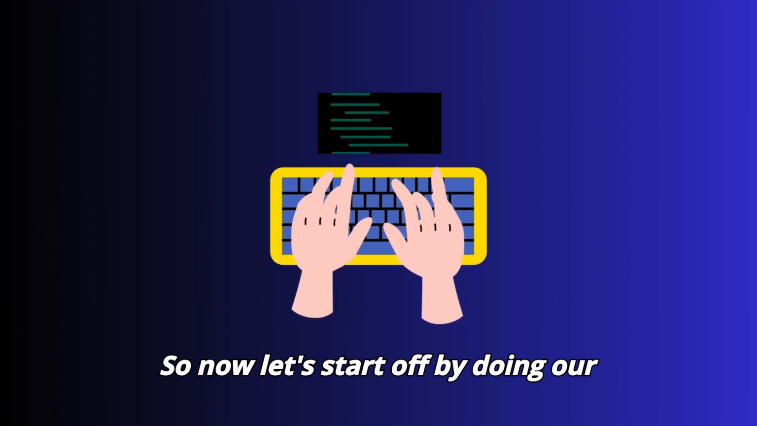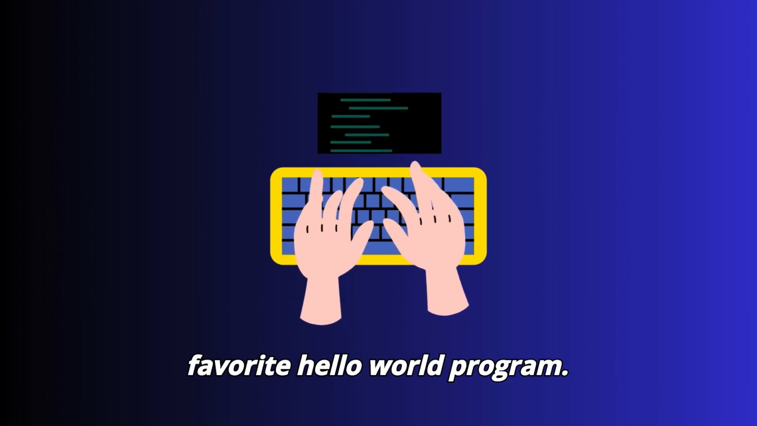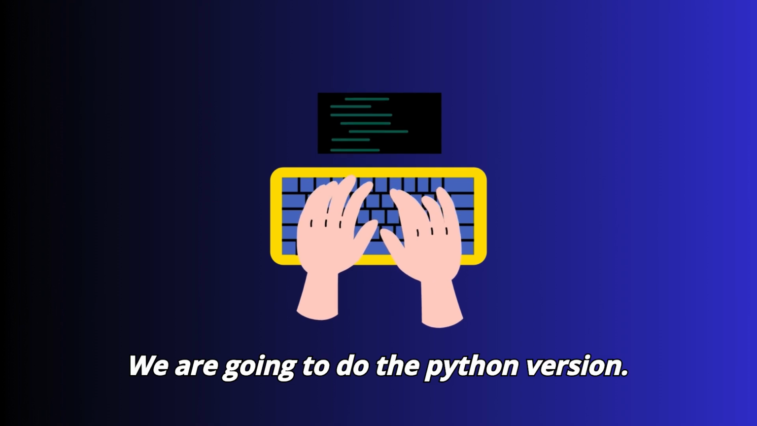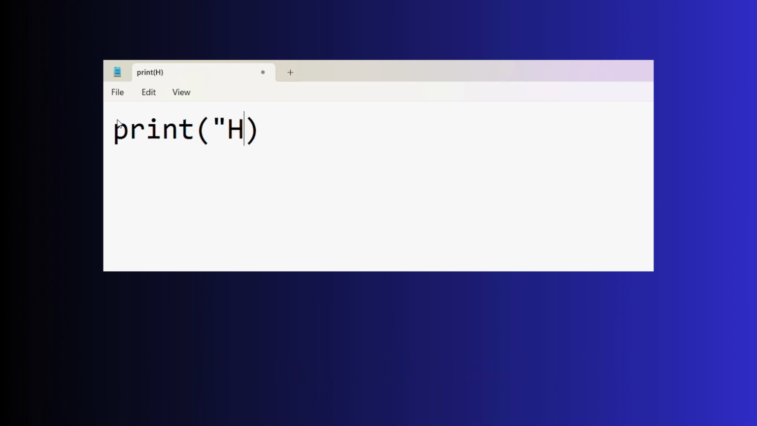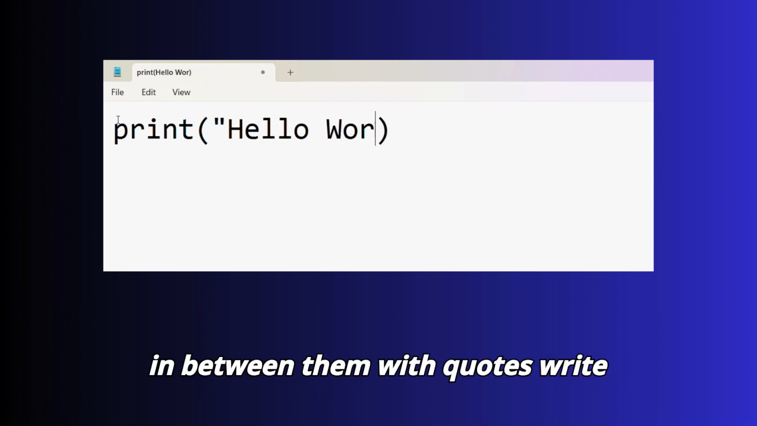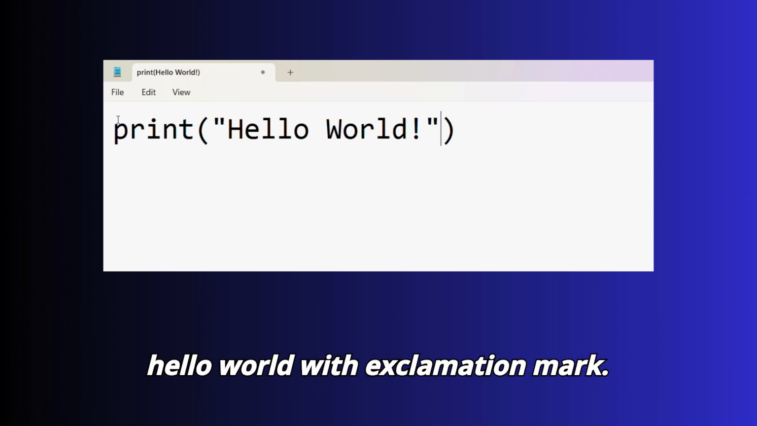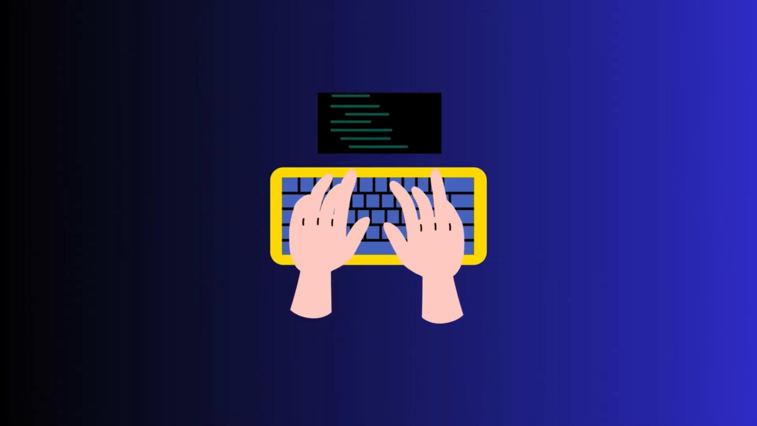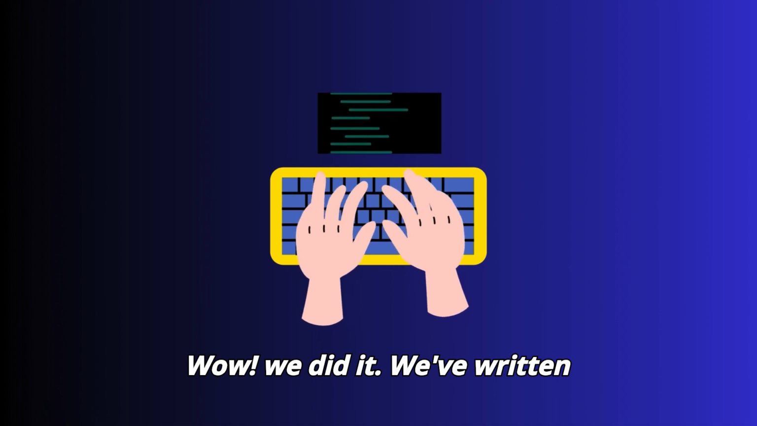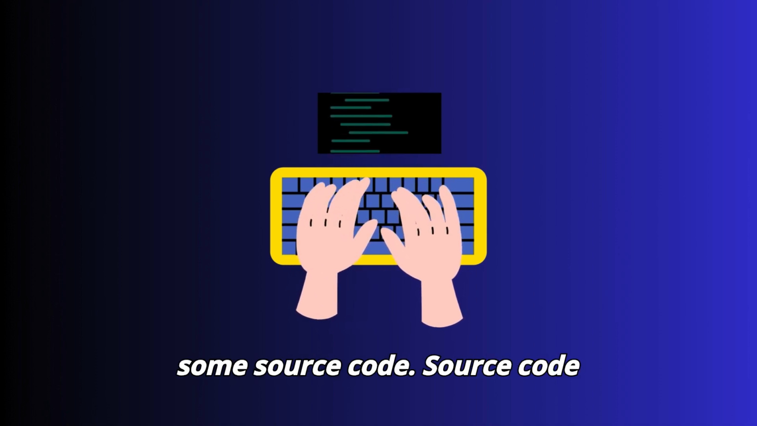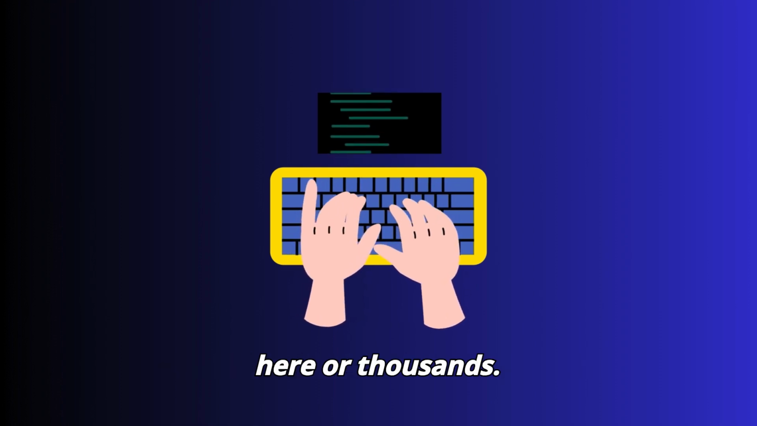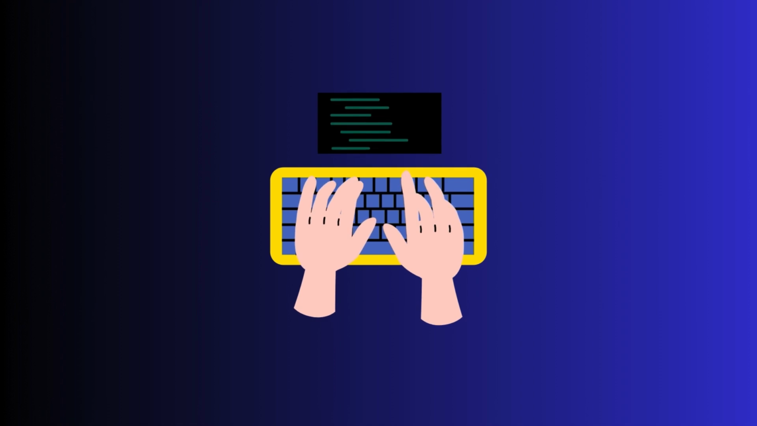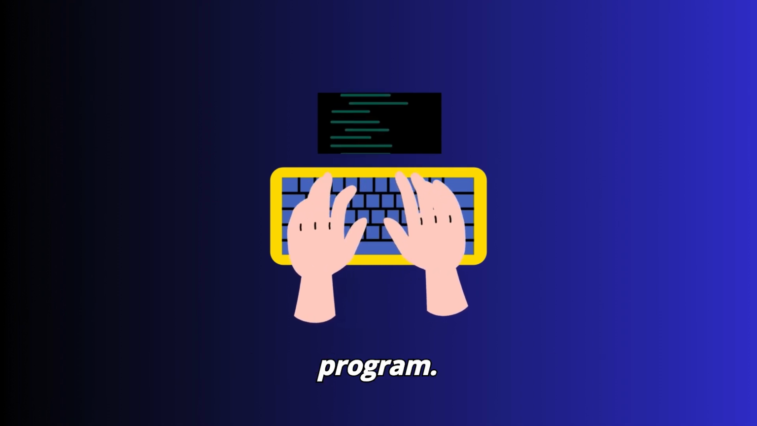So now, let's start off by doing our favorite Hello World program. We are going to do the Python version. I'm going to type print, open and close parentheses, in between them with quotes, write Hello World with exclamation mark. Wow, we did it! We've written some source code. Source code can either be one line, like you see here, or thousands. It just depends on the needs of your program.